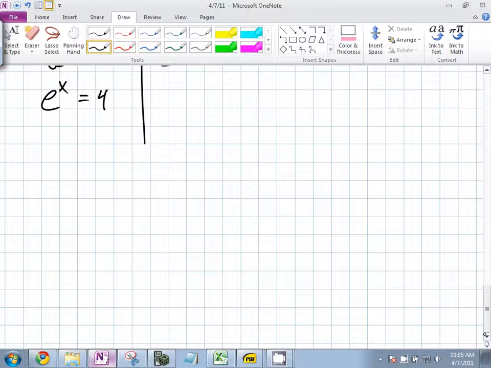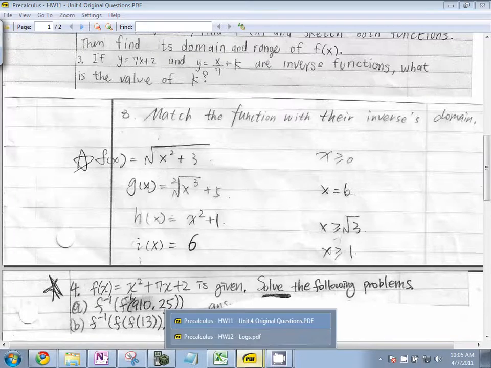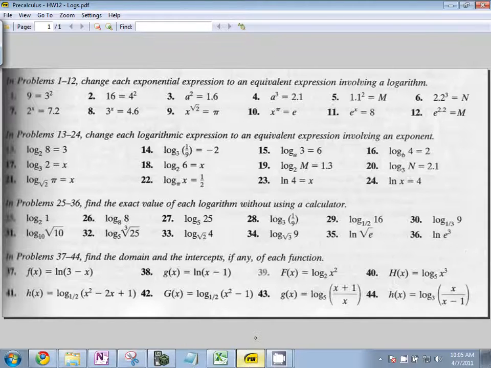No, and the Germans find it funny. That's right. Okay, anything else from 13 through 24?